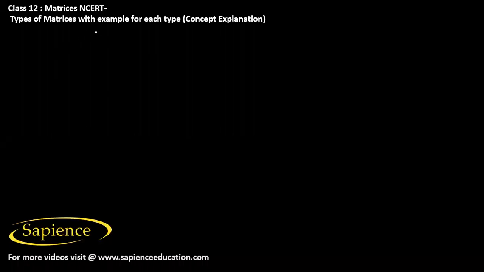Okay, so here we shall explain the various types of matrices with examples for each type. So there are various types of matrices. The first type is the column matrix.